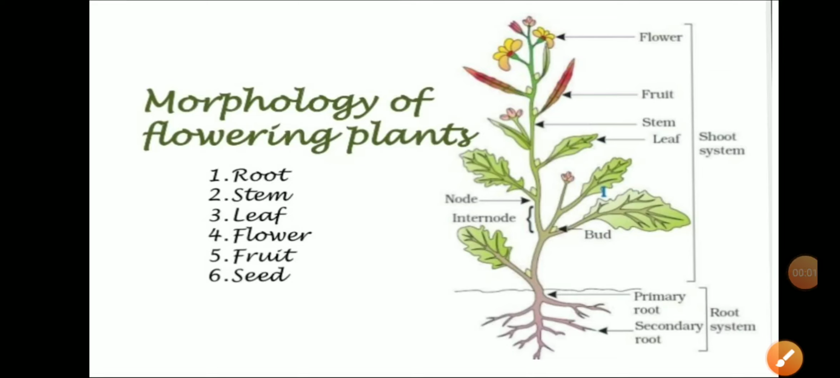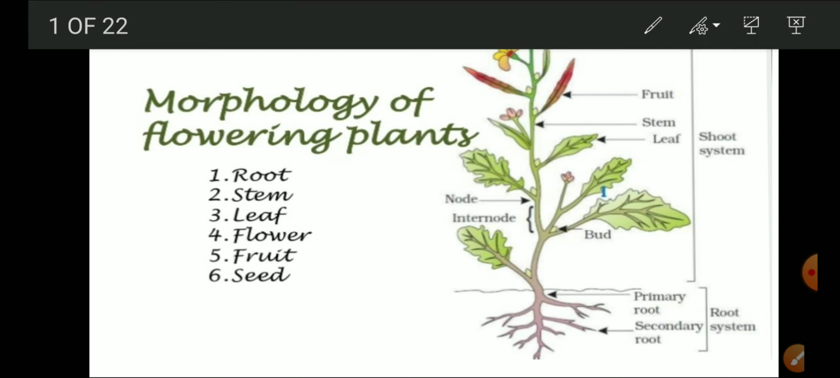Hello students, today we are going to study about morphology of flowering plants. So here we have the diagram of a plant that shows the main parts of a plant. Very first, starting from the lower parts, we have roots.